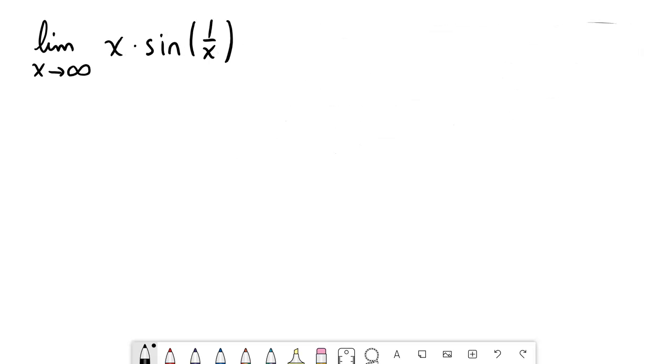Alright, this one is a very interesting problem because when we plug in x equals infinity, what do we get? We get infinity times what? Sine of 1 over infinity. That's kind of like sine of 0. Sine of 0 is 0. So this is an indeterminate form, right? Indeterminate.